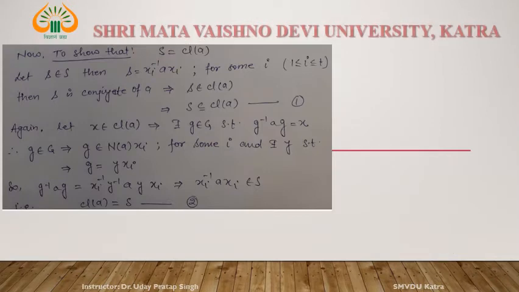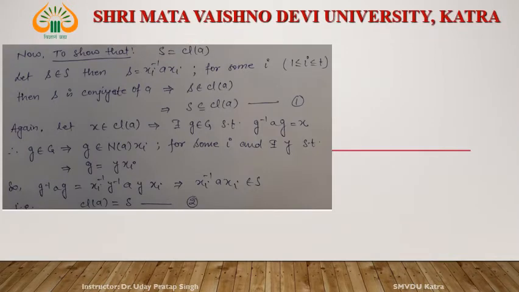Now we have to show that S is equal to cl(a). It means two sets are equal. A equals B if and only if A is a subset of B and B is a subset of A. So if S is equal to cl(a), then S is a subset of cl(a) and cl(a) is a subset of S.